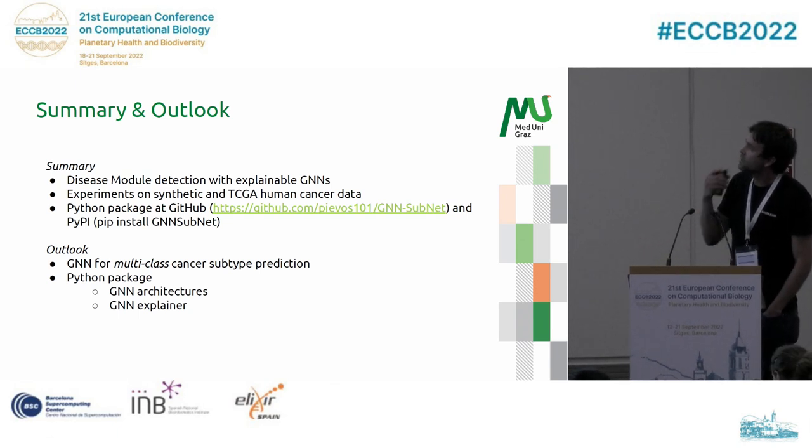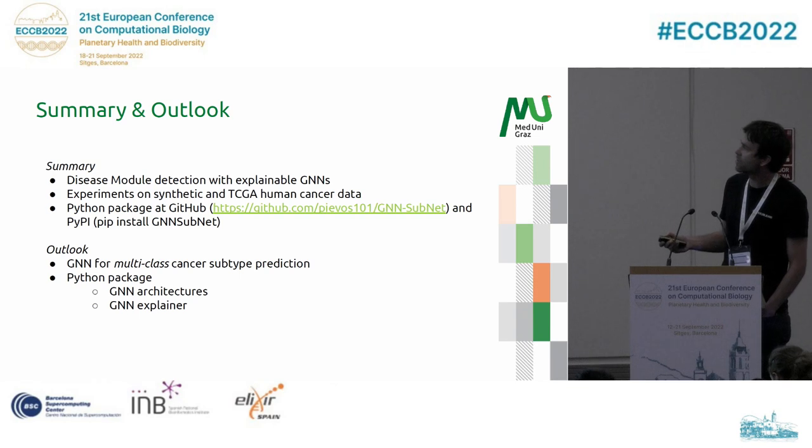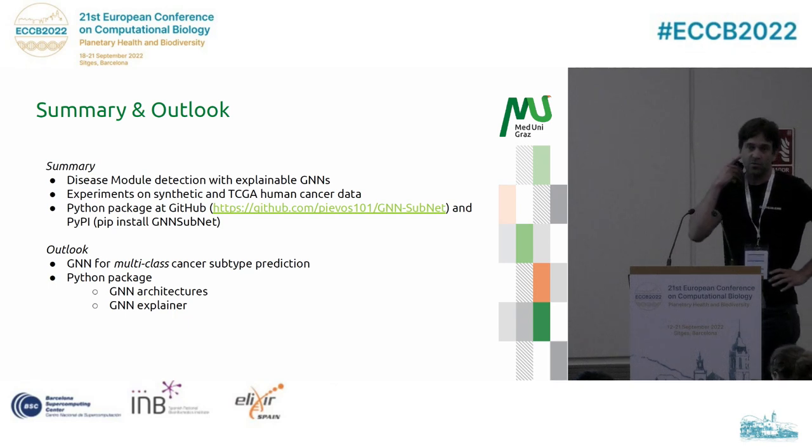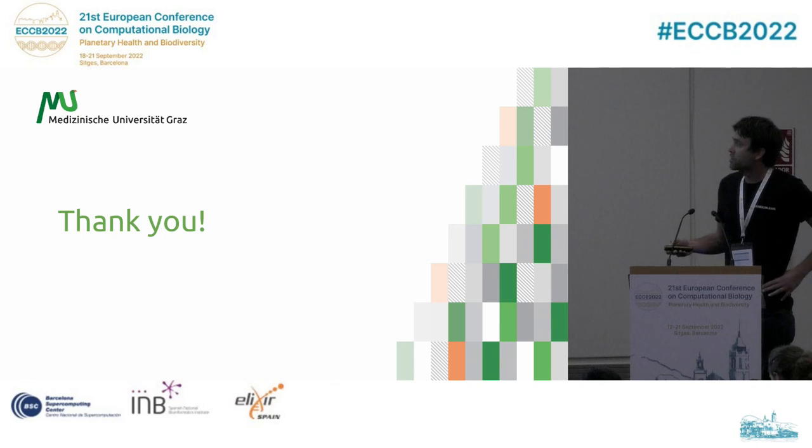Summary and outlook: we presented disease model detection with explainable GNNs. We did some experiments on synthetic data and TCGA human cancer data. The package is available on this GitHub repository and can be installed via pip install GNN subnet. As I said, for now this is a binary classification problem. We aim to expand it to a multi-class classification model and also play around with some other GNN architectures and also GNN explainer. That's basically it.